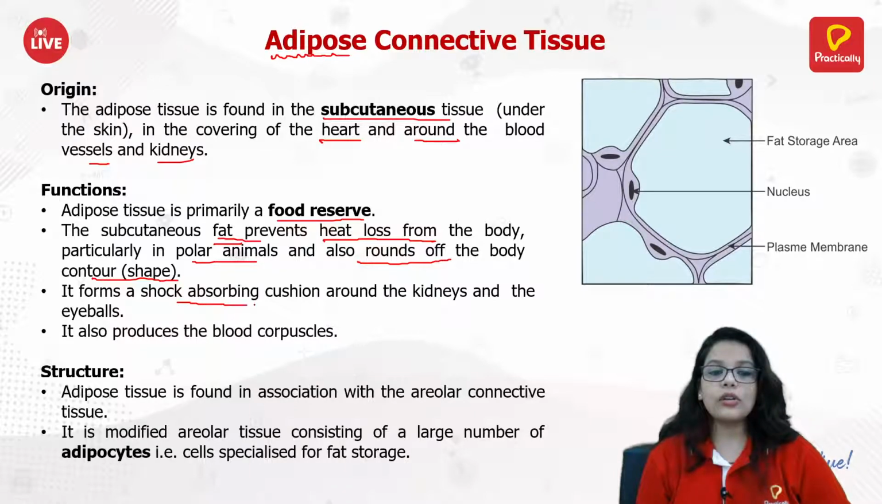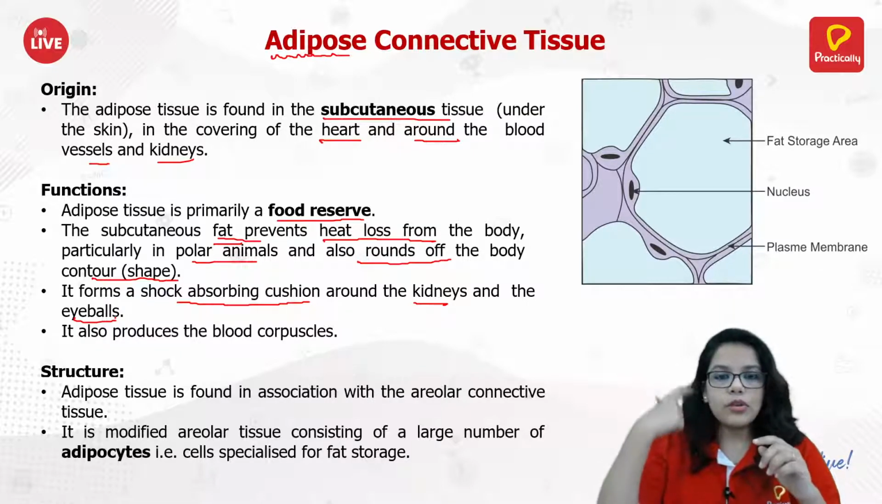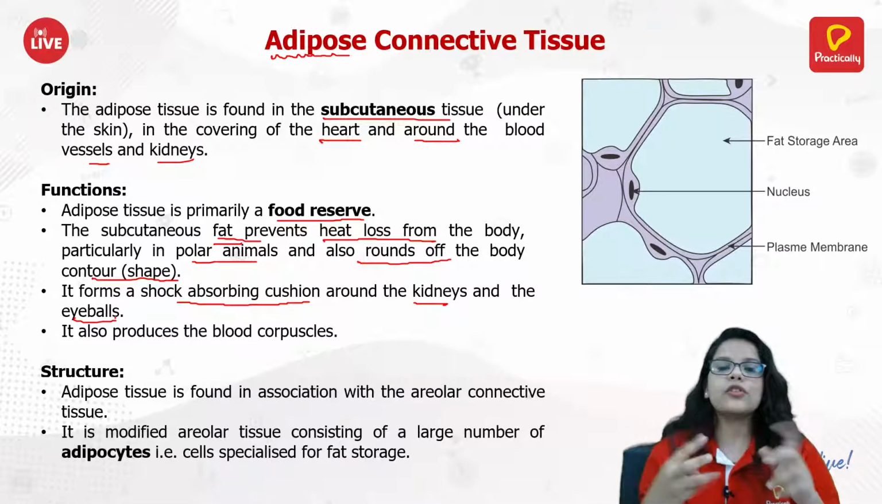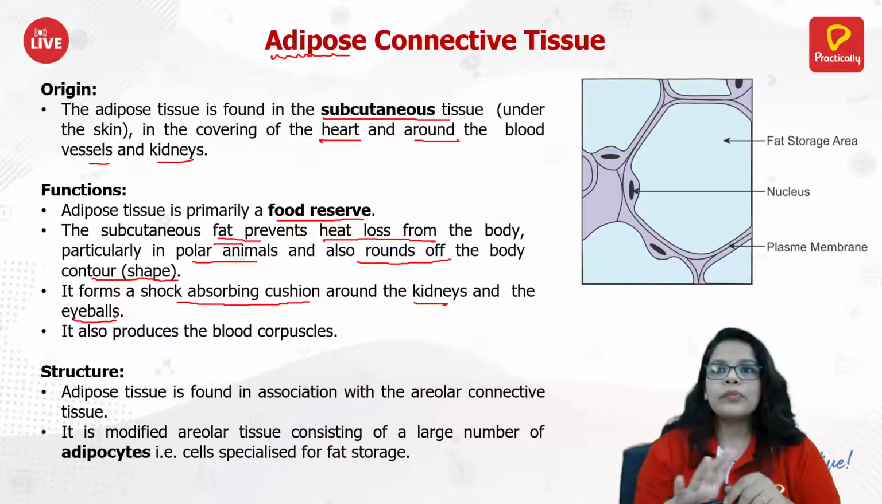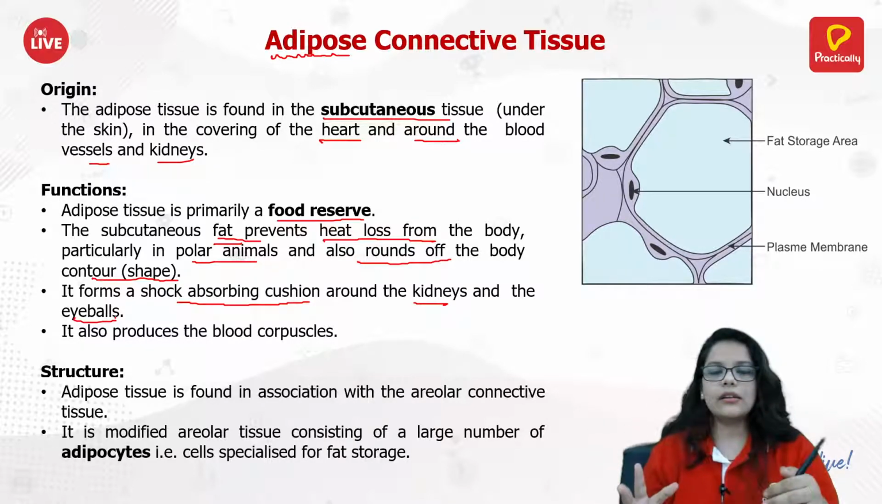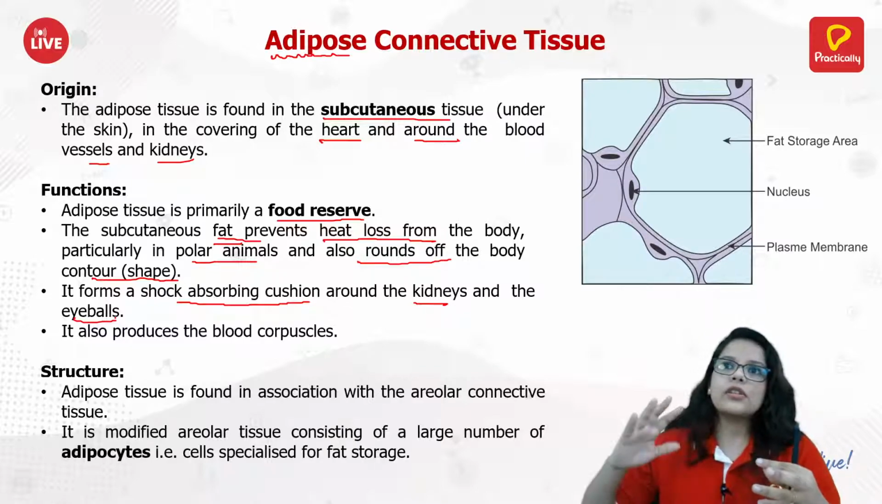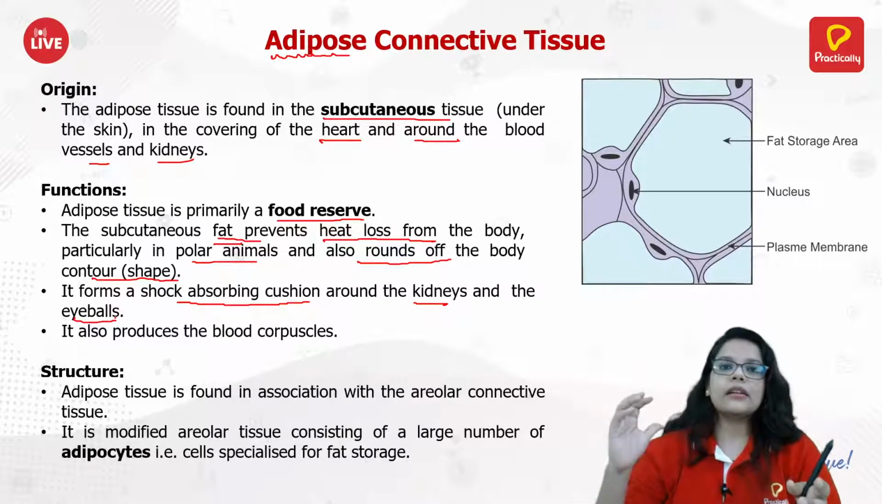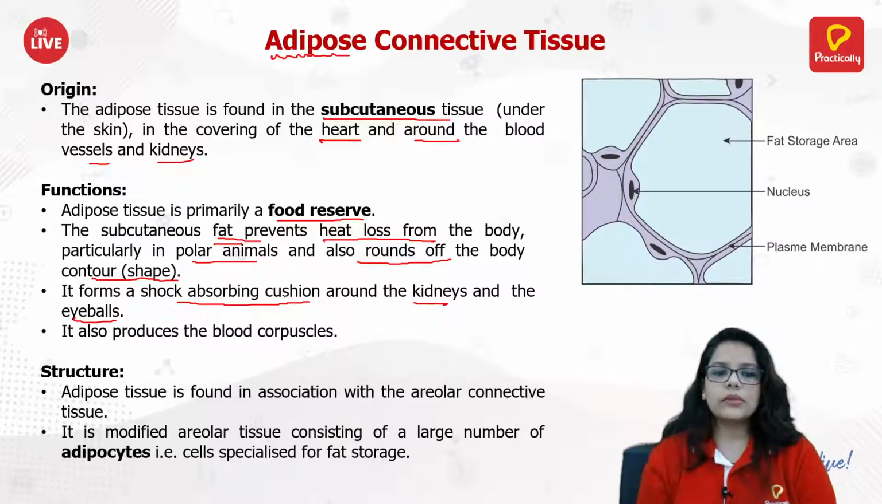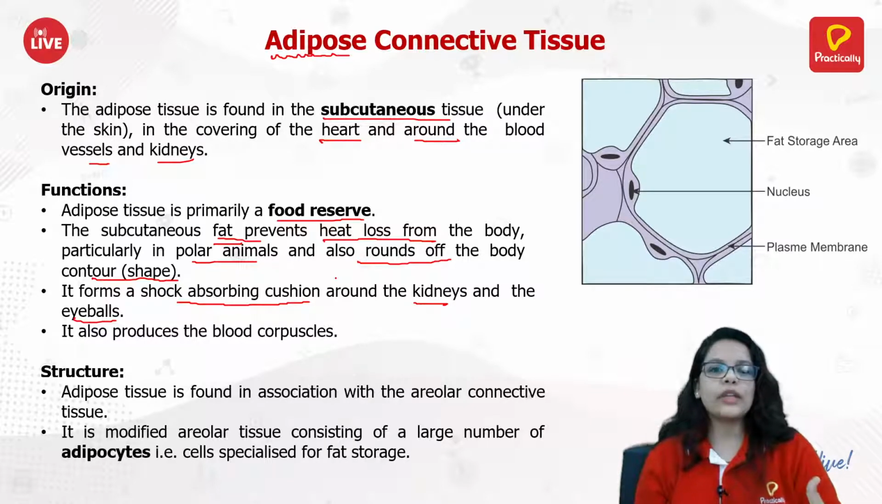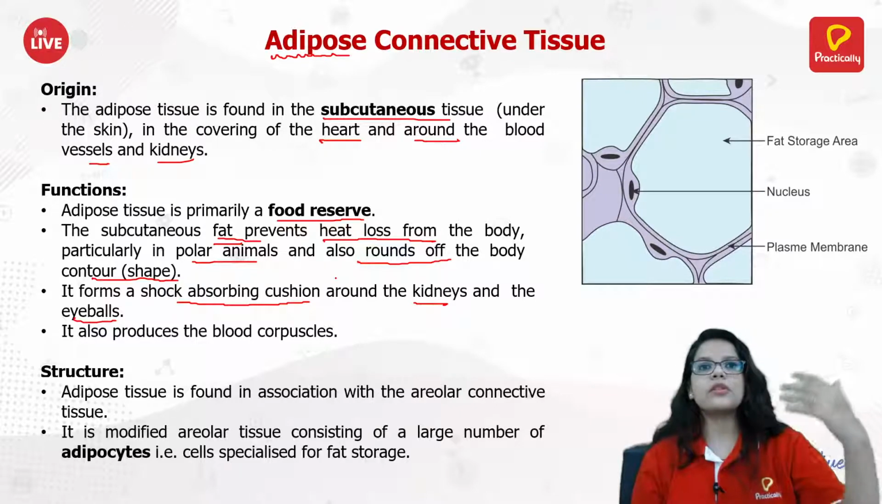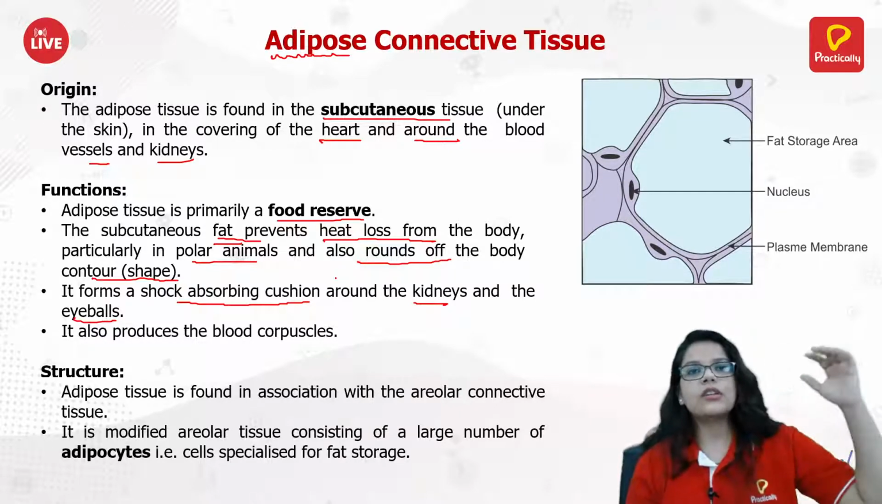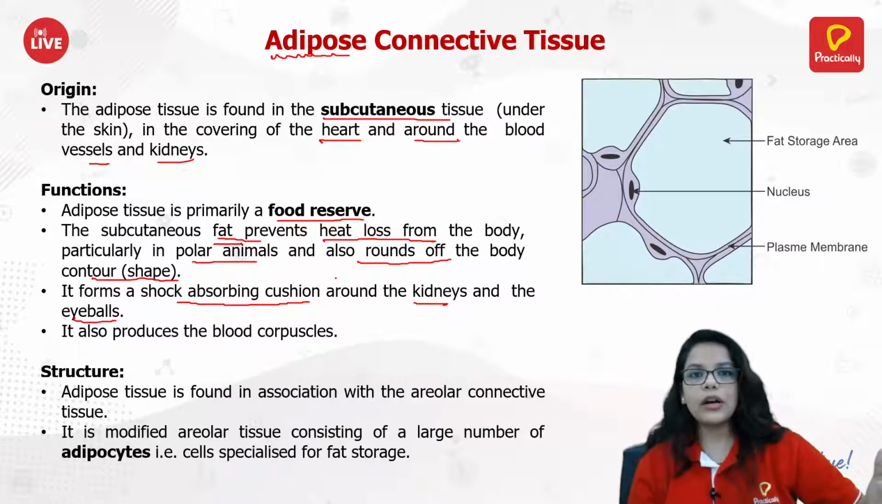It forms a shock absorbing cushion around the kidneys and the eyeballs. Around the eyeballs also we have some adipose connective tissue because it is basically fat, right? So it is a kind of insulation, which does not let the heat out and absorbs shocks. Fat is a kind of insulation, we know that. Insulation ensures there's no shock and no heat going out.